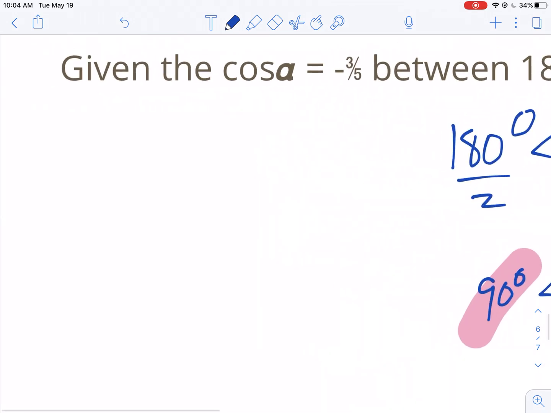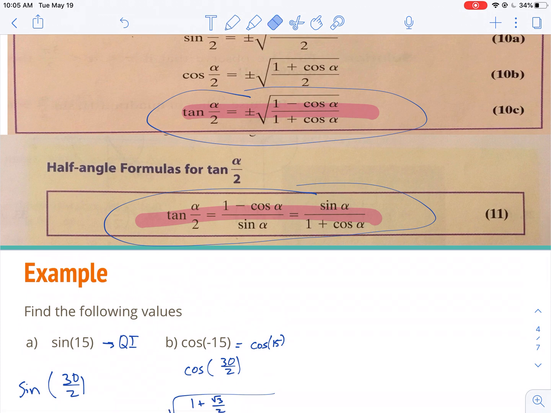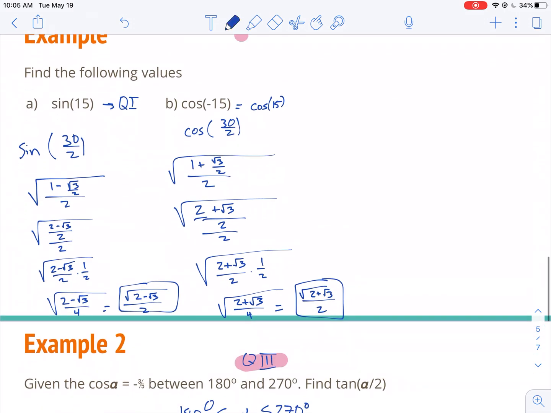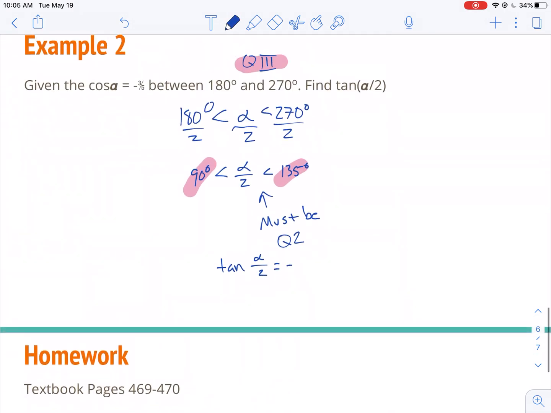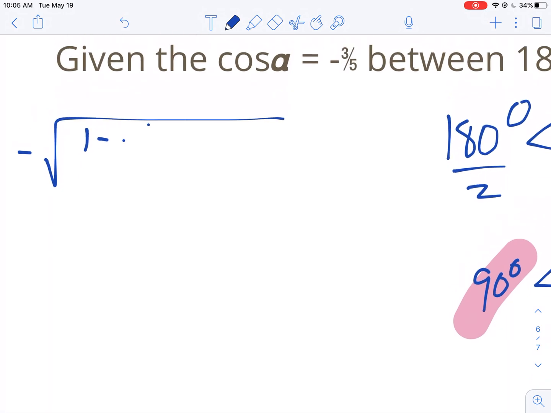So to figure this out, I've got the cosine of theta. So I'm actually going to use this top formula up here, which I'll re-highlight. I'm using this formula because I have the cosine and just the cosine. I'm not going to take the time to figure out the sine. I'm going to say, all right, this is going to be the negative square root of 1 minus, in this case, the cosine of theta, which is negative 3/5, over 1 plus the cosine of theta.